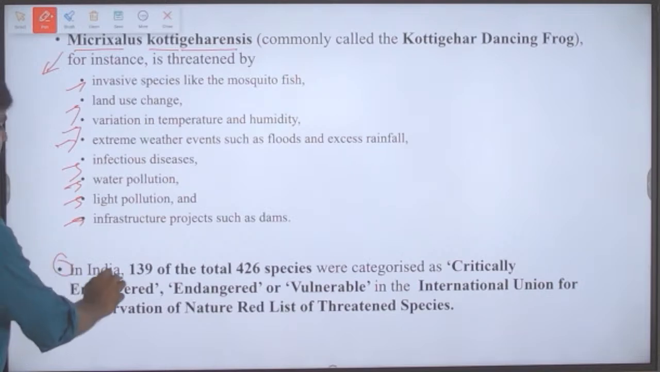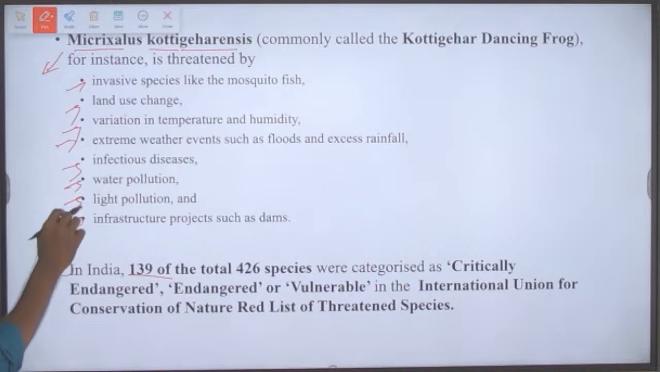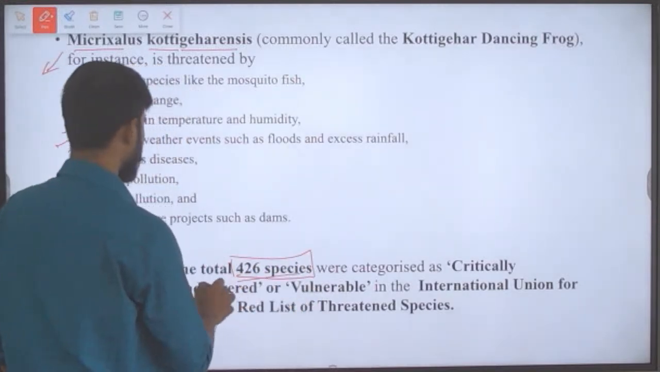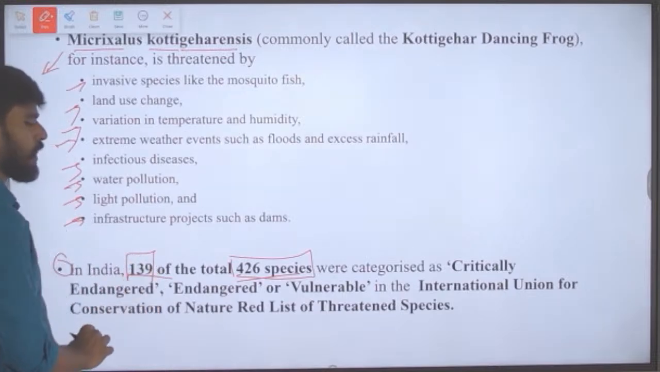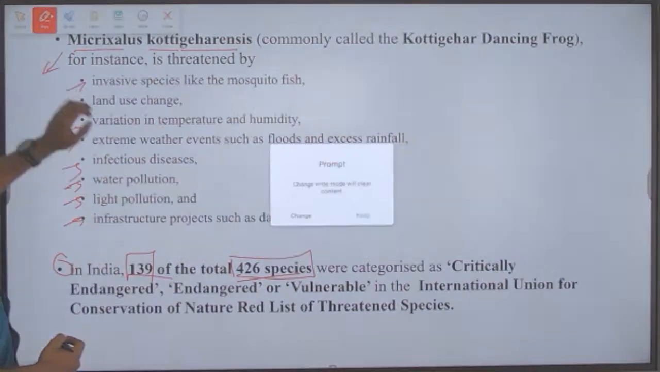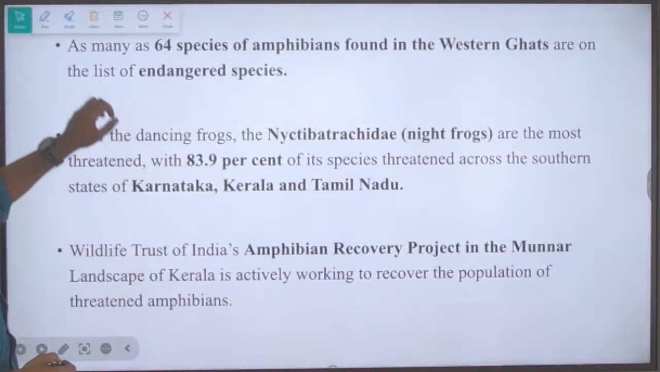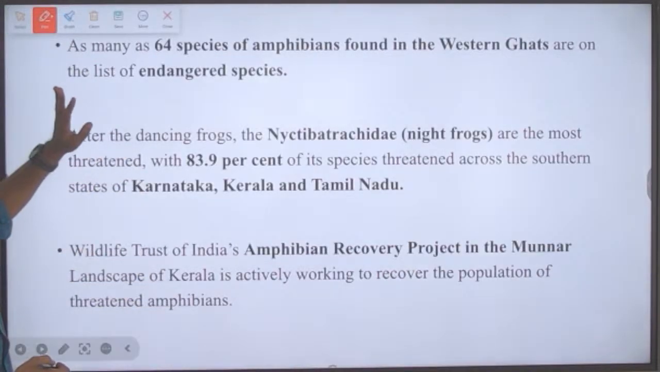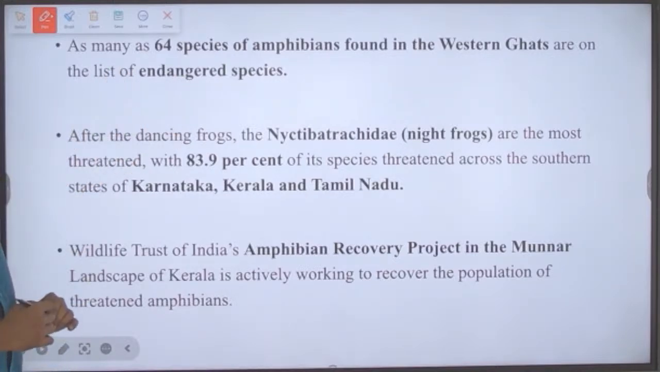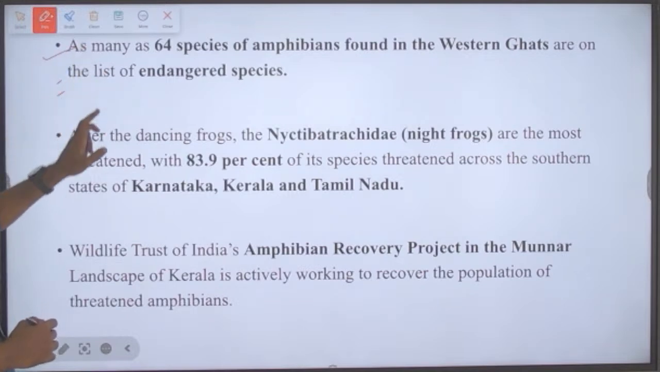And then in India, 139 of the total 426 species were categorized as critically endangered, endangered, or vulnerable in IUCN. Okay, of the 426 species of amphibians, 139 are in the threatened category of IUCN, which is important. Next, as many as 64 species of amphibians found in the Western Ghats alone are on the list of endangered species, which is again an important statement.